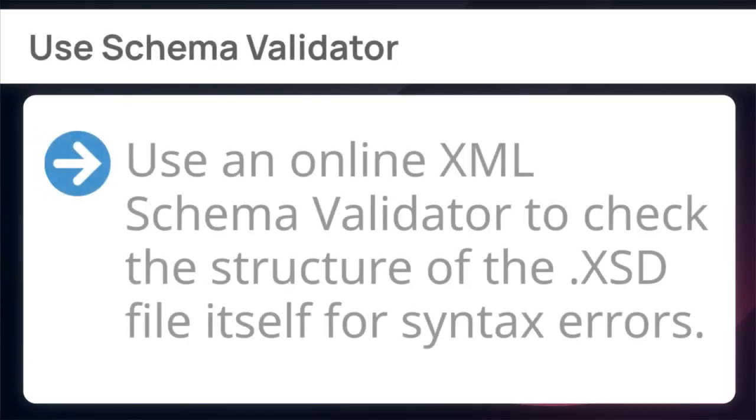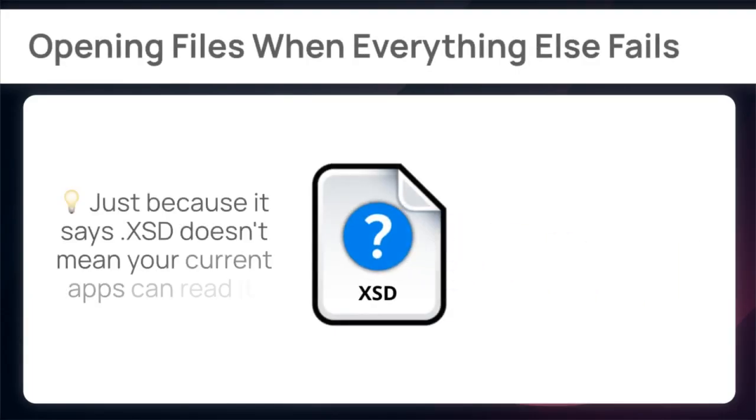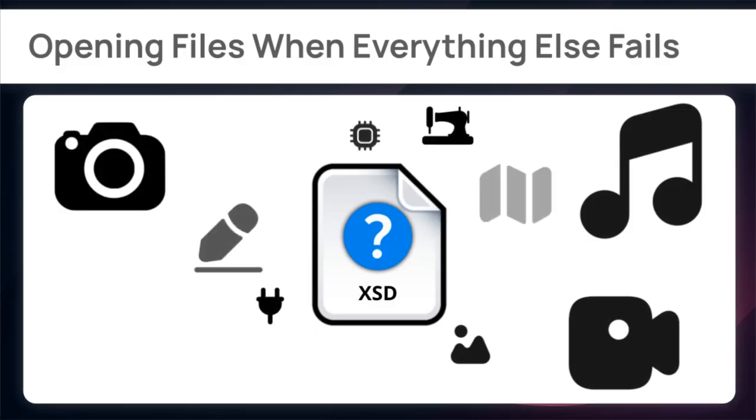Finally, use a schema validator. Use an online XML schema validator to check the structure of the .xsd file itself for syntax errors. If compatibility checks failed, it is likely because the file extension name is shared by different developers for unrelated formats, causing your PC to use the wrong reading language.